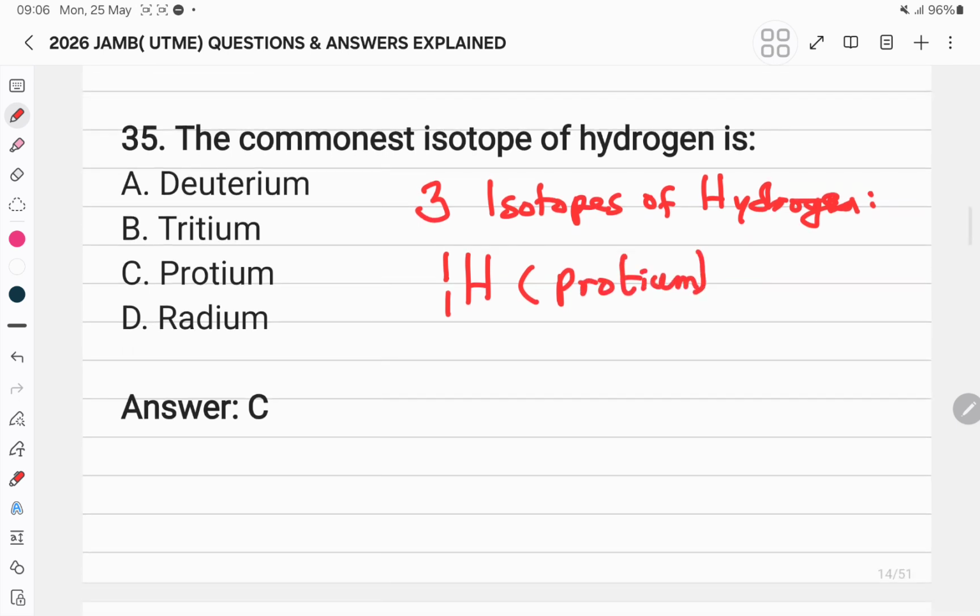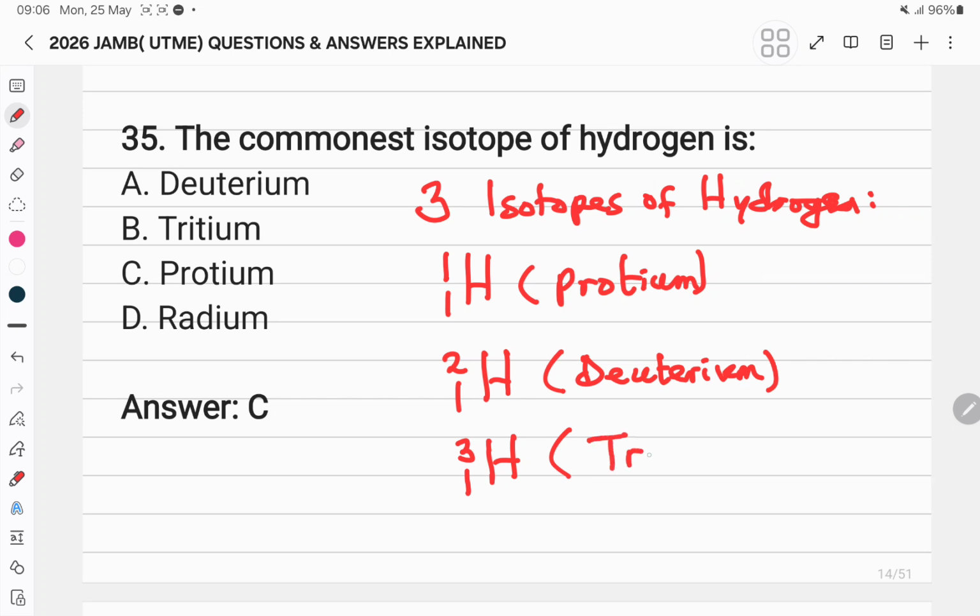We have hydrogen 2, that's the one with mass number of 2. This one is called deuterium. And we have hydrogen 3, the one with mass number of 3. This one is called tritium. These are the 3 common isotopes of hydrogen. But the commonest one is protium, the one with mass number of 1. Protium. So the answer is C.